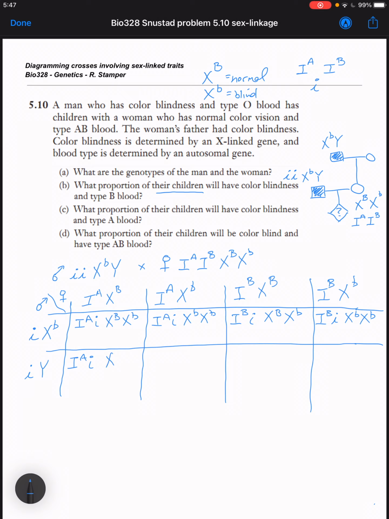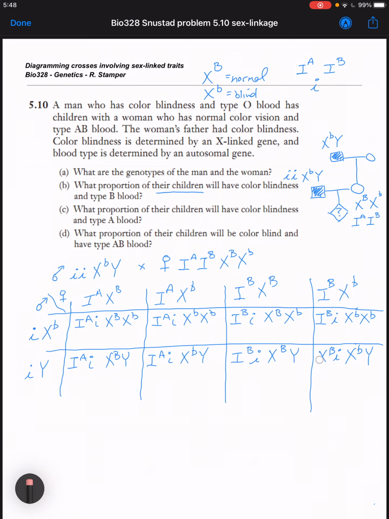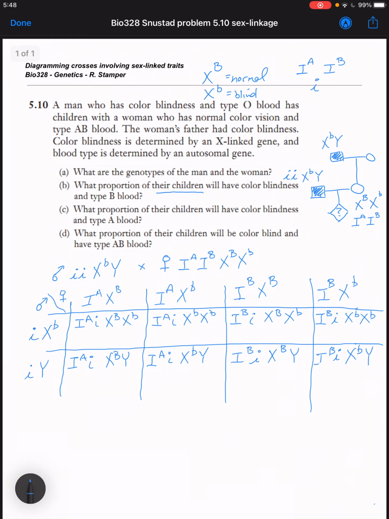All right, so dominant Y, IA, recessive, and Y, IB, I, dominant Y, and IB, I, recessive Y. Oops, and I did it again. Stamper, knock it off. That should have been one of those. Okay, so we've done that.